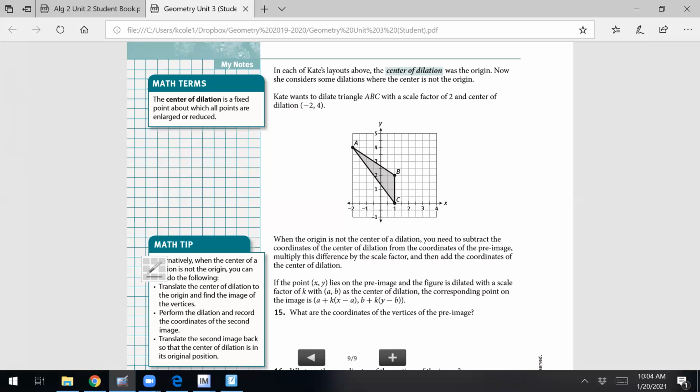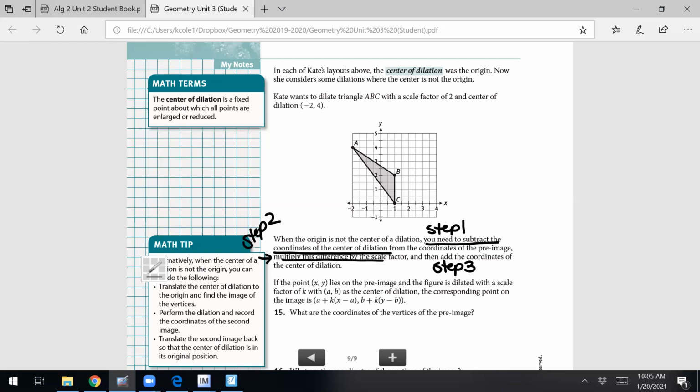That's step 1. You need to subtract the coordinates of the center of dilation. Okay, so whatever the center of dilation is, you're going to subtract those coordinates from the coordinates of the pre-image. Then, step 2, multiply the difference by the scale factor. Then, step 3, add the coordinates of the center of dilation. So it's a 3-step process for doing this.